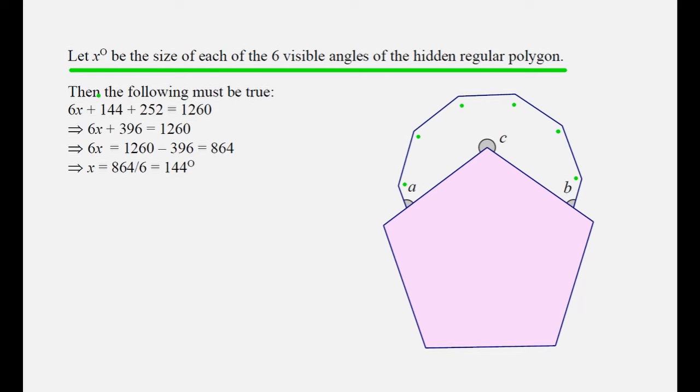Once we establish that, we can easily use this equation to solve for x. 144 plus 252 is 396. If you subtract 396 from both sides, you're going to get 6x equal to 864. If you divide both sides by 6, you're going to get 144. Just for the record, the fact that A plus B is 144 doesn't have a whole lot to do with the fact that x turns out to be 144. It is just a coincidence.